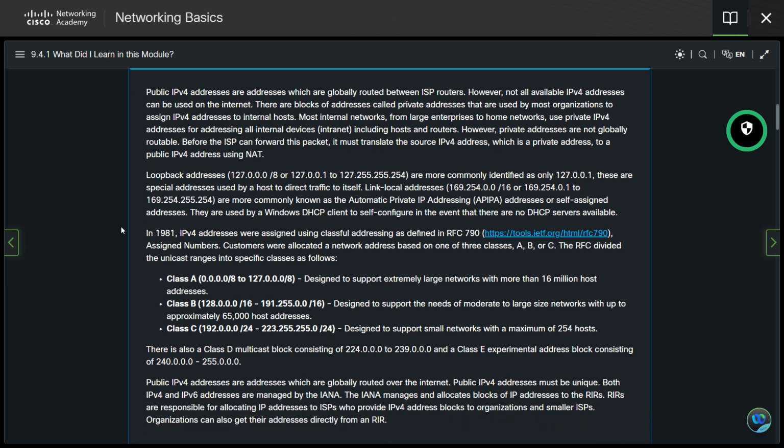Loopback addresses are more commonly identified as 127.0.0.1. This is a special address used by a host to direct traffic to itself. Link-local addresses are more commonly known as automatic private IP addresses or self-assigned addresses. They are used by a Windows DHCP client to self-configure in the event that there are no DHCP servers available.